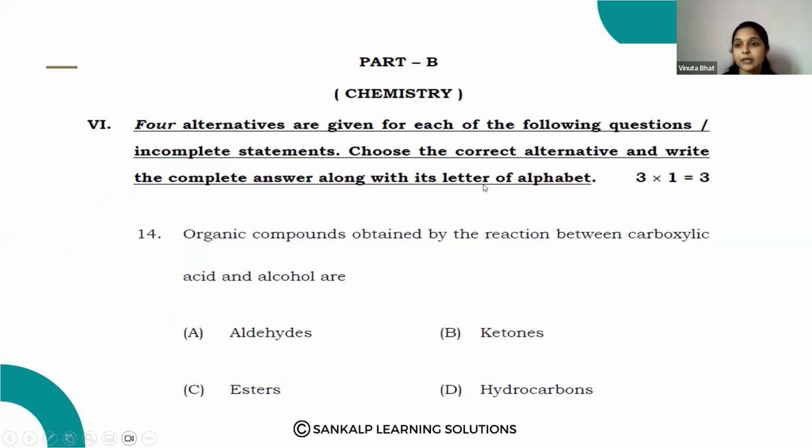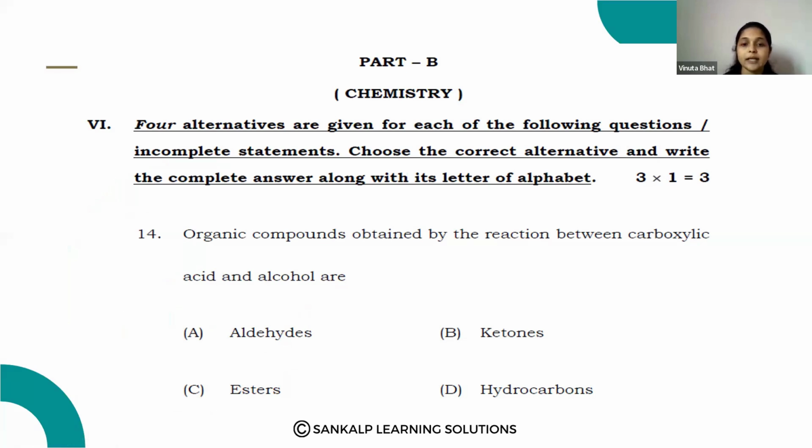Part B, that is chemistry. First, multiple choice questions will be there. There are 3 questions for 3 marks. Four alternatives are given for each of the following questions or incomplete statements. Choose the correct alternative and write the complete answer along with the letter of the alphabet.